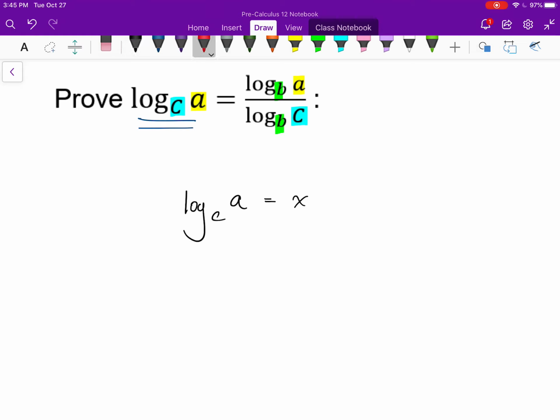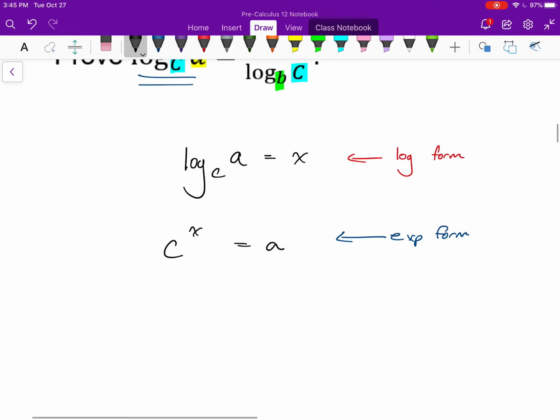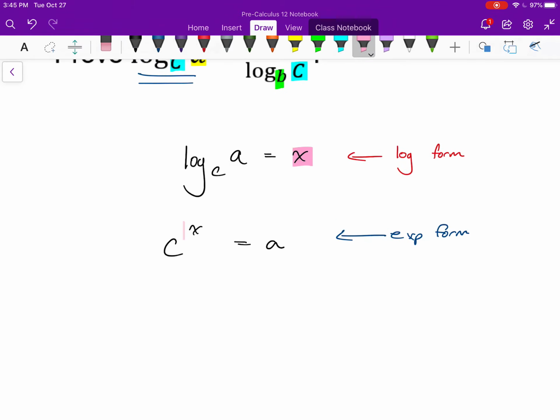Well, this right now is in logarithmic form. I want to write it in exponential form. If I do, this becomes c to the power of x equals a, right? My output of the logarithm is the input of the exponential function. The input of my logarithm is the output, and the base of the logarithm is the base of my exponential function. Okay, what do I want to do next?